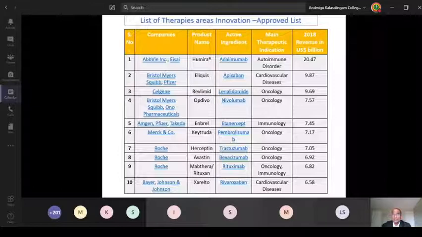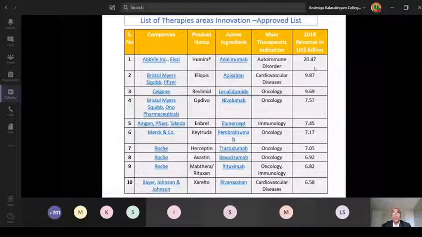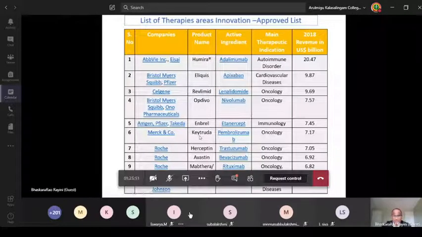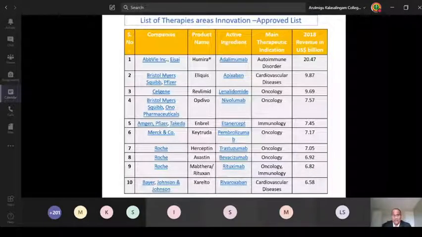Currently they have a lot of sales. You can see the 2018 revenue: 20.47 billion for Humira. Similarly, in the case of Celgene, 9.69 billion for Revlimid. Likewise, you can see Keytruda. Merck filed it under the trade name Keytruda. Pembrolizumab is the active ingredient, mainly used in cancer immunotherapy, lung cancer, head and neck cancer, and also Hodgkin's disease. All these are called rare, some are very rare diseases impacting fewer than 2 lakh people worldwide.